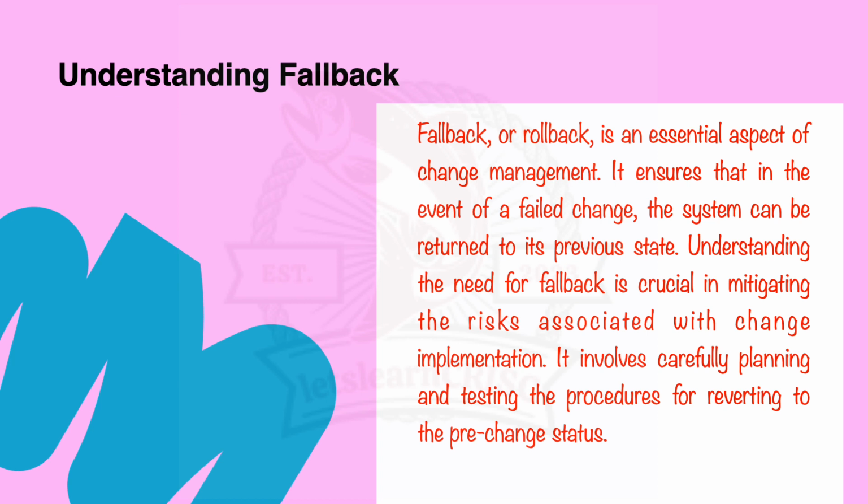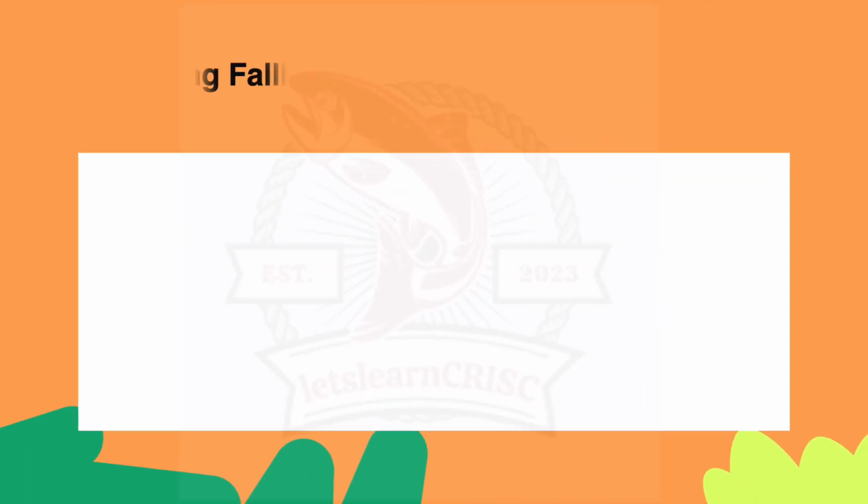Think of it as a well-rehearsed plan to undergo a change, carefully planned and tested, just like practicing a fire drill, right? So in a fire drill, organizations carefully plan and test the procedures to smoothly go back to how things were before the change. It is an essential part of ensuring a safe and controlled change process, right? Moving next, we'll discuss developing a fallback plan.